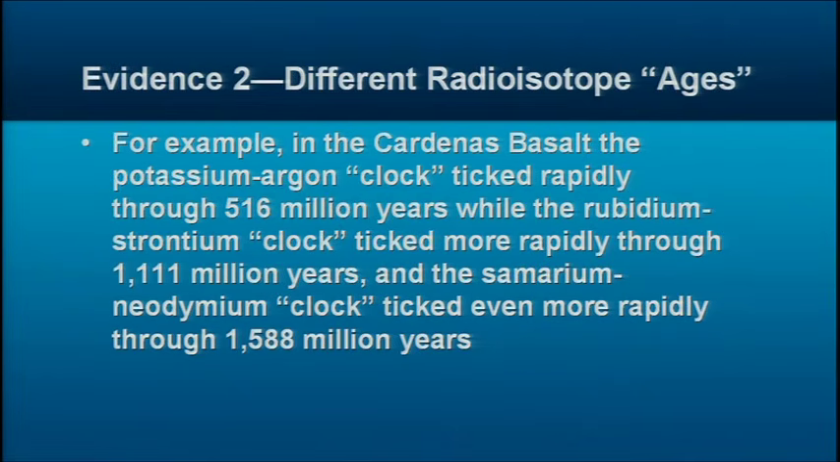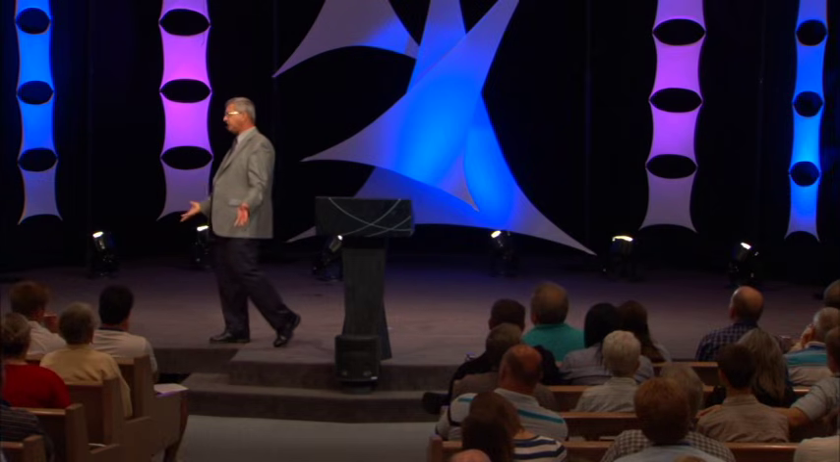For example, that Cardenas basalt, while the potassium-argon clock ticked through 516 million years, the rubidium-strontium clock was ticking more rapidly through 1,111 million years, and the samarium-neodymium clock was going even faster and faster, ticking through 1,588 million years. Now, I'm using the millions of years only in the sense that that's the numbers that come out of the equations. I'm not saying they're real millions of years. All I'm saying is that's relative to one another. The older age means the clock had to go faster and faster than the younger age for the 2 clocks to be reconciled. Was there a pattern?